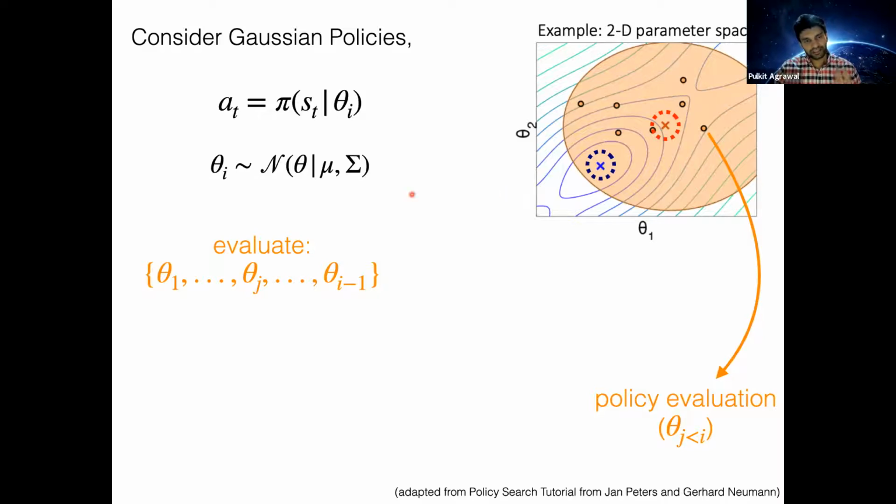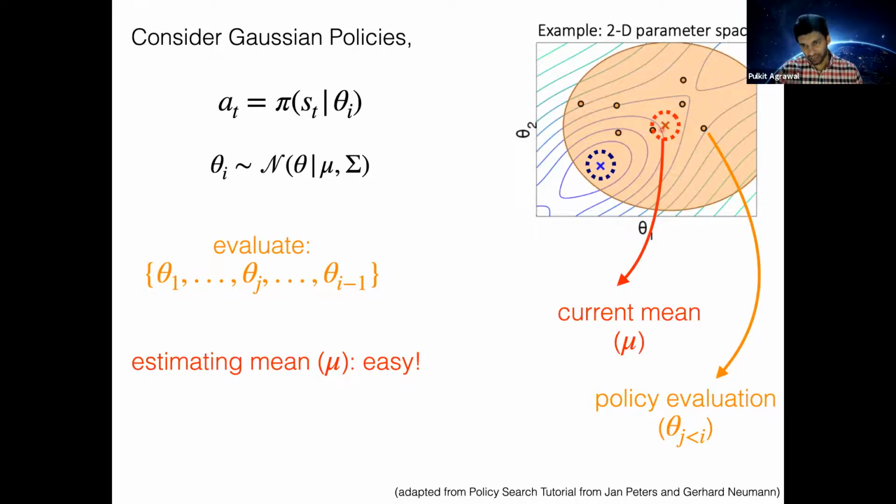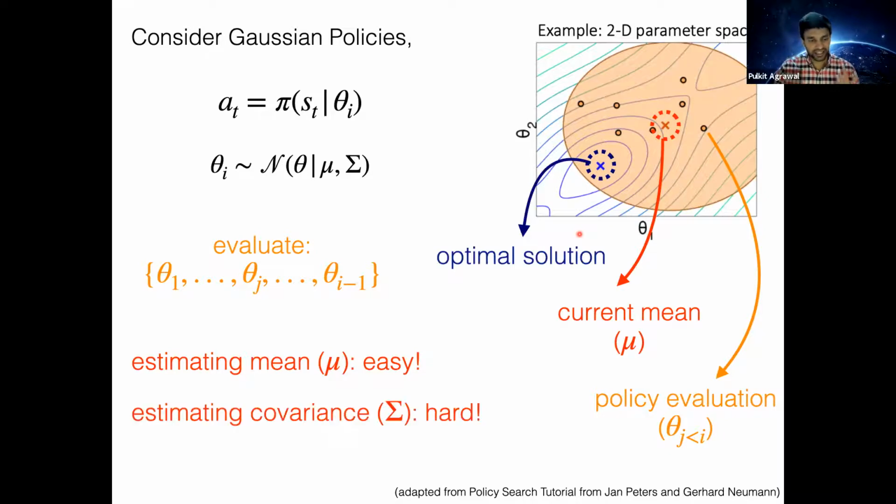If the policy is a Gaussian policy, there are two things that we need to evaluate. One is the mean, which is easy to evaluate. For example, the crossover here shows us the current mean. The second thing we need to evaluate is the covariance, and it turns out that estimating covariance is actually the hard part. The hope is that by estimating the mean and the covariance, we can converge to this optimal solution shown as a blue cross. So whatever the current estimate is, we want to move it to the optimal solution.